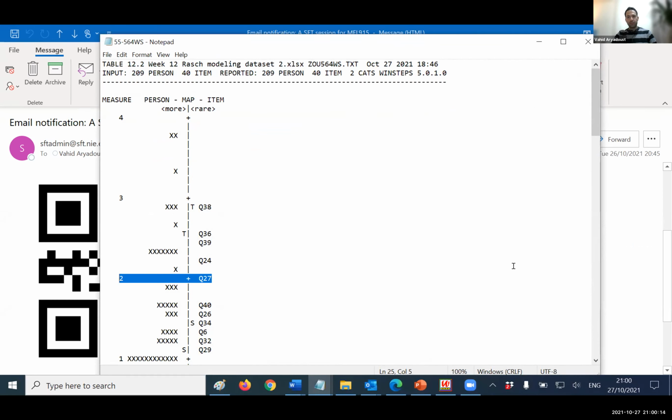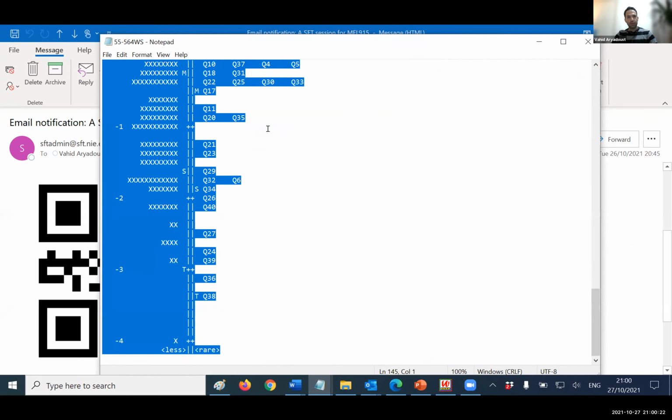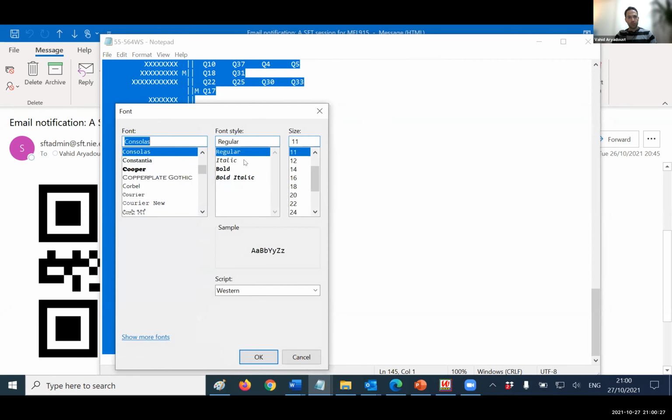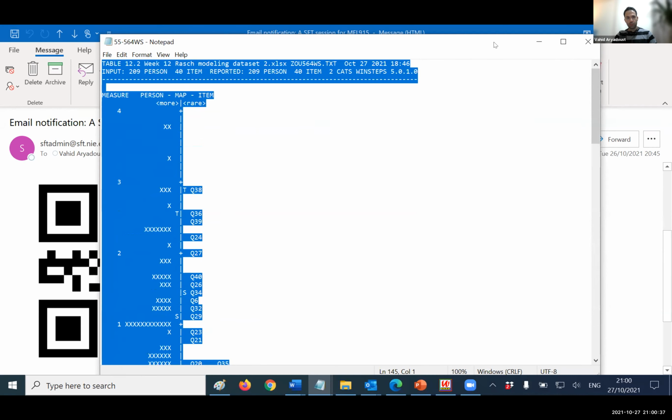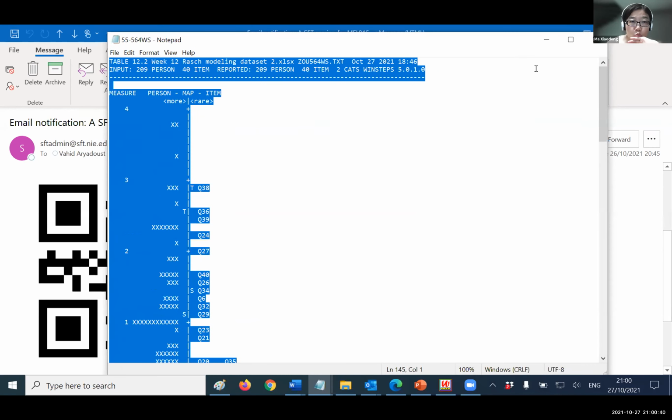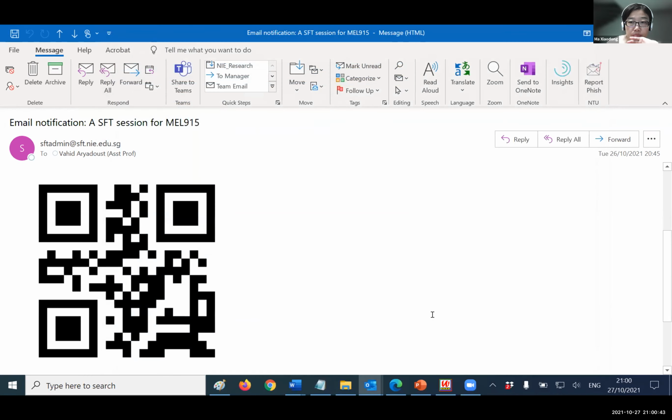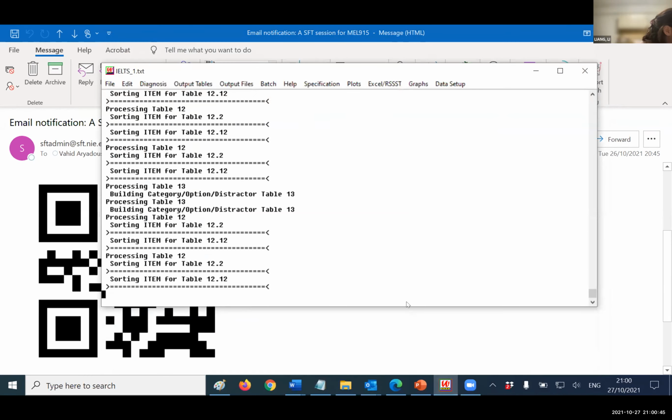Did you manage to get it? Or you should perhaps highlight everything. Format, Font, Consolas, regular 11. You can make it smaller if you like, for example, 10. Yeah, it works for me, so it should work for you too. Works. Good. Yeah. Works. Yeah, good. Okay, so nice.